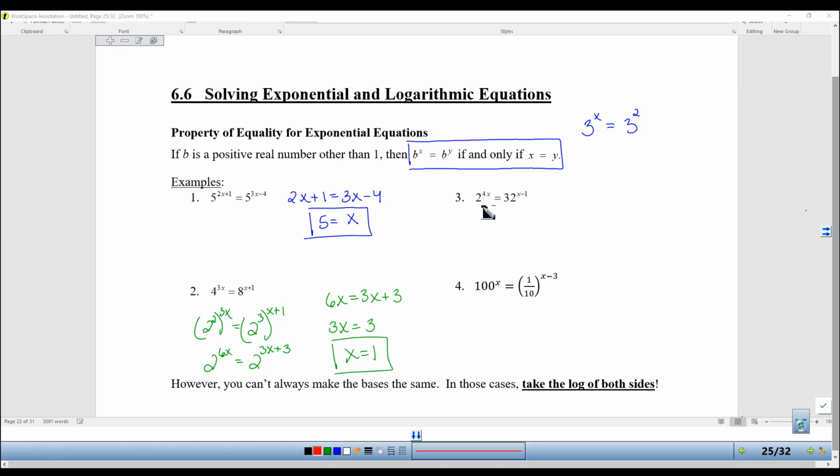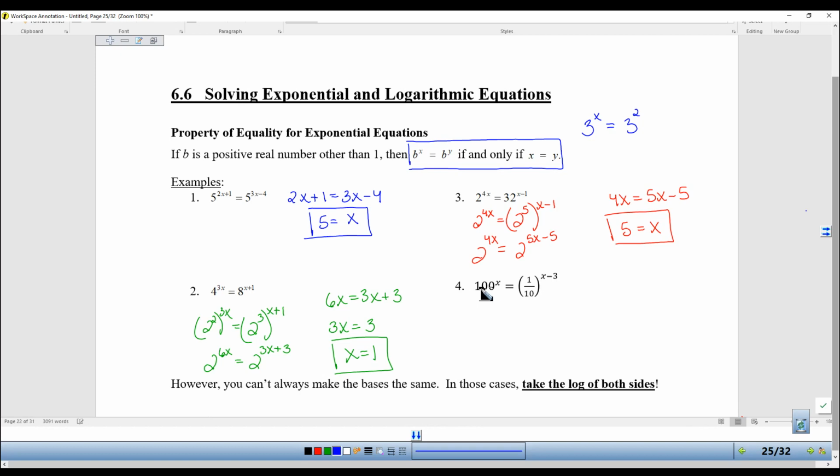On number 3, this already has a base 2, which I like because I know that I can make 32 into 2 to the 5th. Remember that a power to a power gets multiplied, and don't forget to distribute that 5 to both the x and the minus 1. Now that I have like bases, I can say 4x is equal to 5x minus 5. Adding the 5 to the other side and subtracting 4x gives me x is equal to 5.